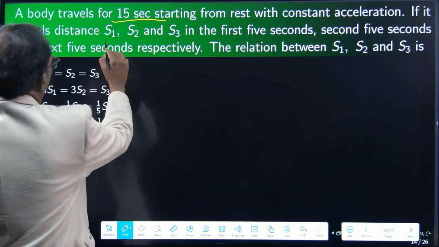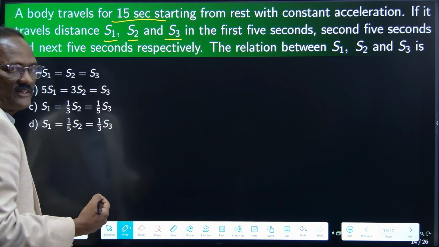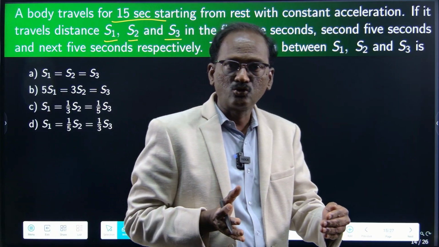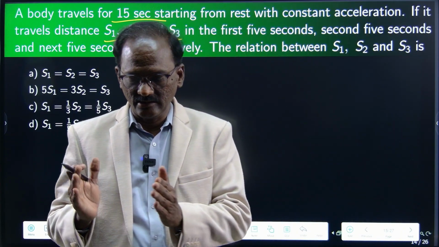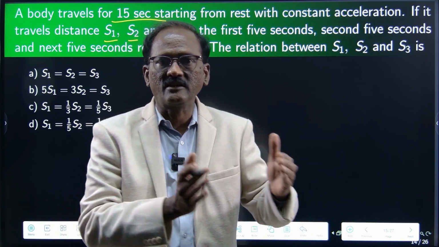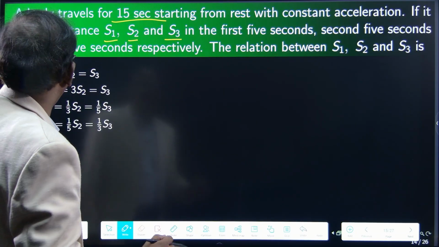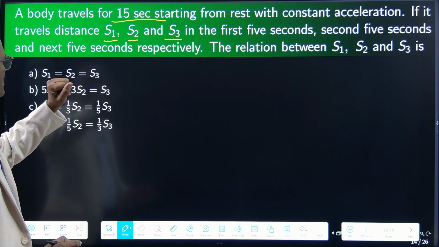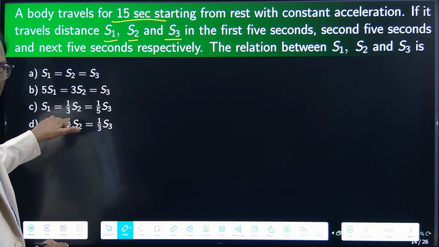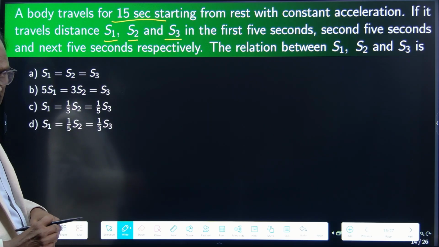Next problem. A body travels for 15 seconds starting from rest with constant acceleration. It travels S1, S2 and S3 in the first 5 seconds, second 5 seconds and the next 5 seconds, so totally it is 15 seconds. The relation between S1, S2 and S3 is what? The options are S1 = S2 = S3; 5 S1 = 3 S2 = S3; S1 = 1/3 S2 = 1/5 S3; S1 = 1/5 S2 = 1/3 S3.